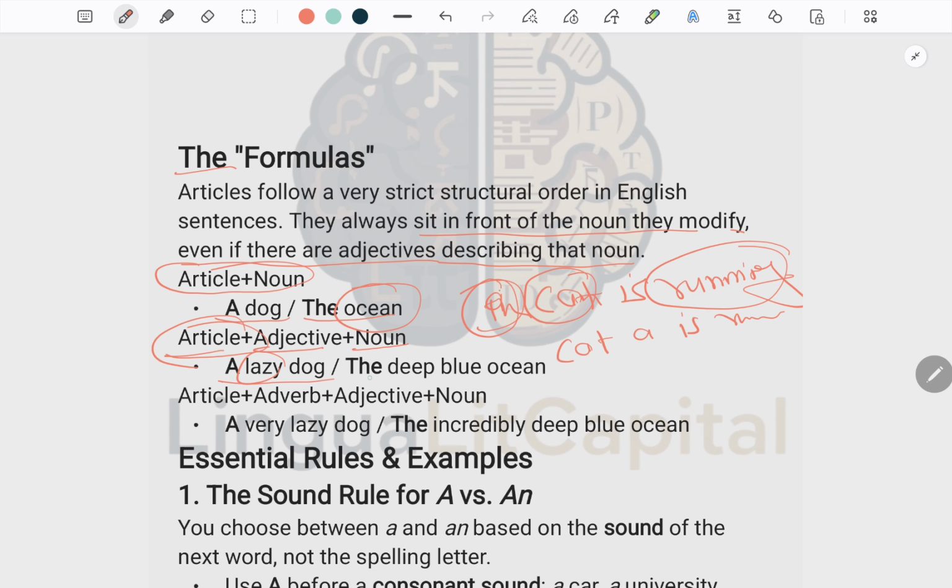Next we have the example the deep blue ocean. When we talk about the deep blue ocean, the position of this deep blue ocean is fixed. That is why we can use the article the.